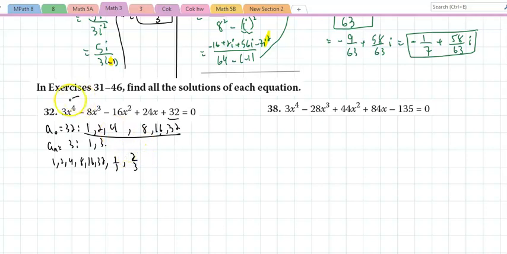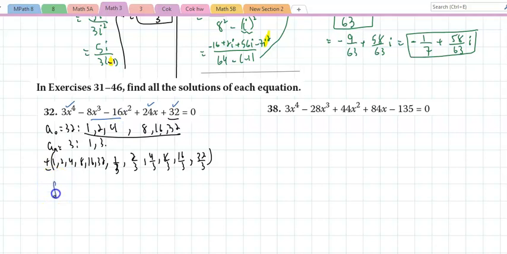The goal is to reduce the fourth degree to a second degree. And second degree I know how to do because we dealt with that in one full section. So plus or minus those. Does 1 work? Let's see how quickly we could figure that out. 32 plus 24 is 56. 59 minus 21 doesn't work.